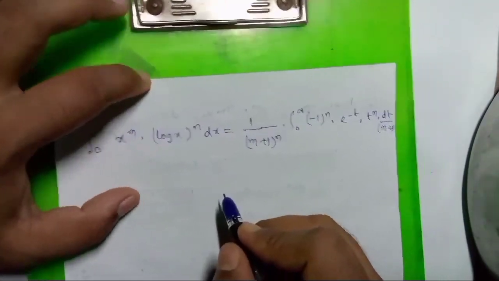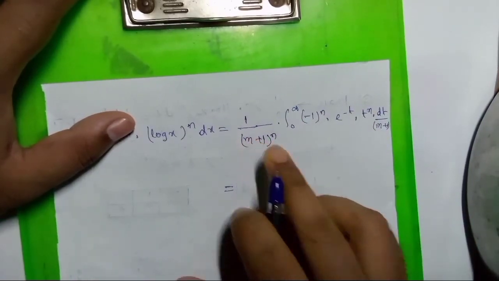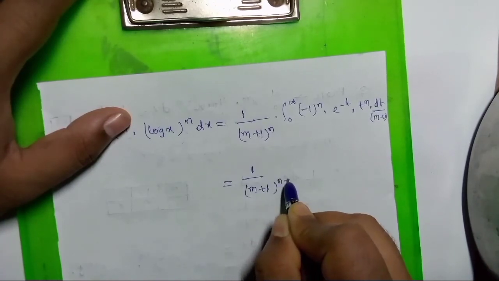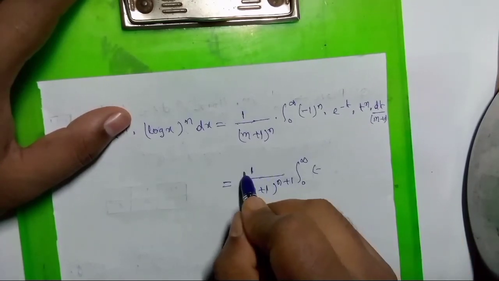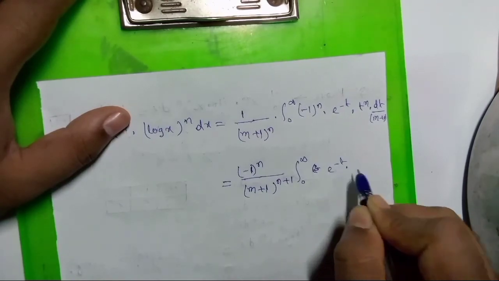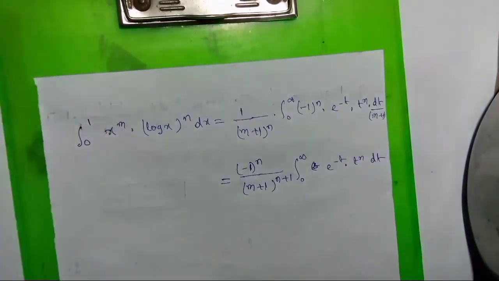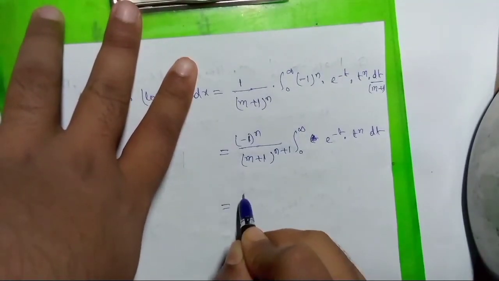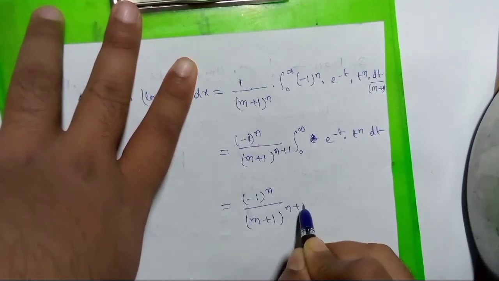Okay, so now the constant term will come outside. So here (m plus 1) to the power n plus 1, integral from 0 to infinity, and this will be (minus 1) to the power n. Okay, so here e to the power minus t into t to the power n dt. So (minus 1) to the power n over (m plus 1) to the power n plus 1.